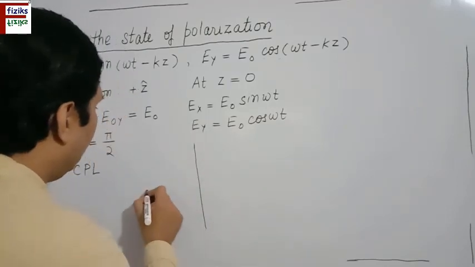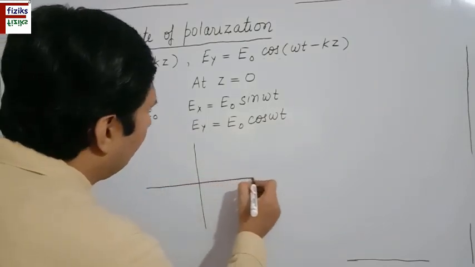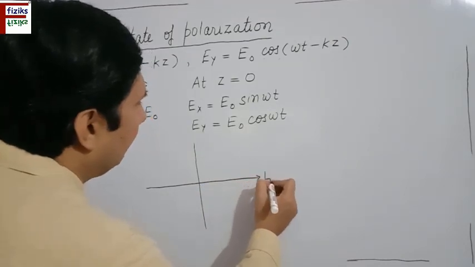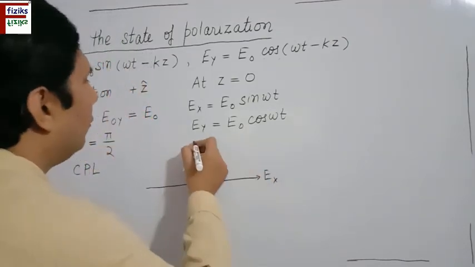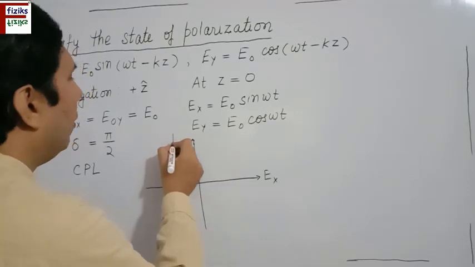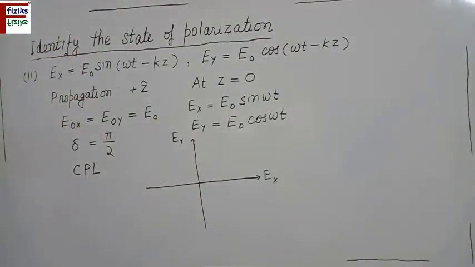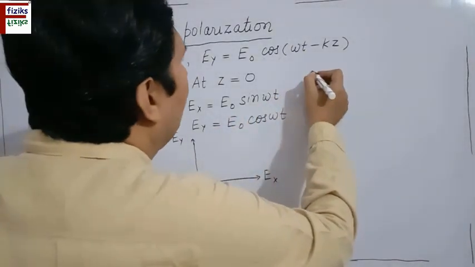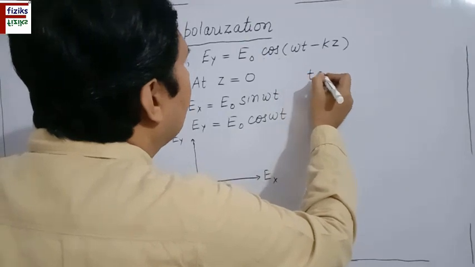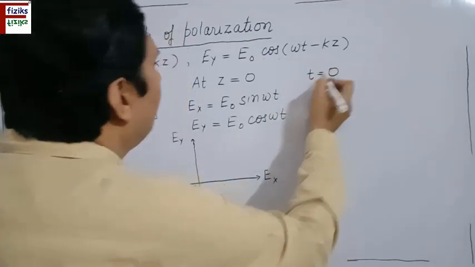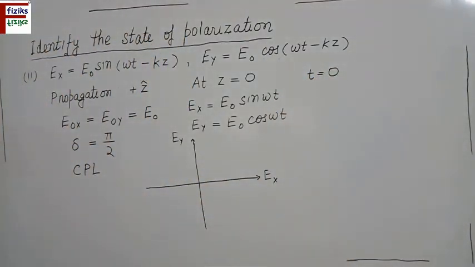Now we will draw two perpendicular axes. On the x-axis we will plot Ex and on the y-axis we will plot Ey. So here we are going to draw the Ex and Ey components of the given light. First I will find out Ex and Ey at t equal to 0. So first we are calculating the Ex and Ey components at t equal to 0.